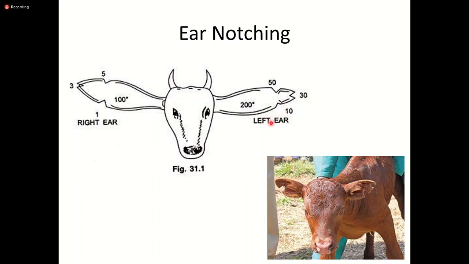So they have given a particular number to the notch, right? If it is on the left side or if it is on the right side of the face or the right ear, right? They have given a specific number to that particular place, right? So this is number 10, this is number 30, this is 50, right? This is number 531, something like that. So they have given a particular number, right?